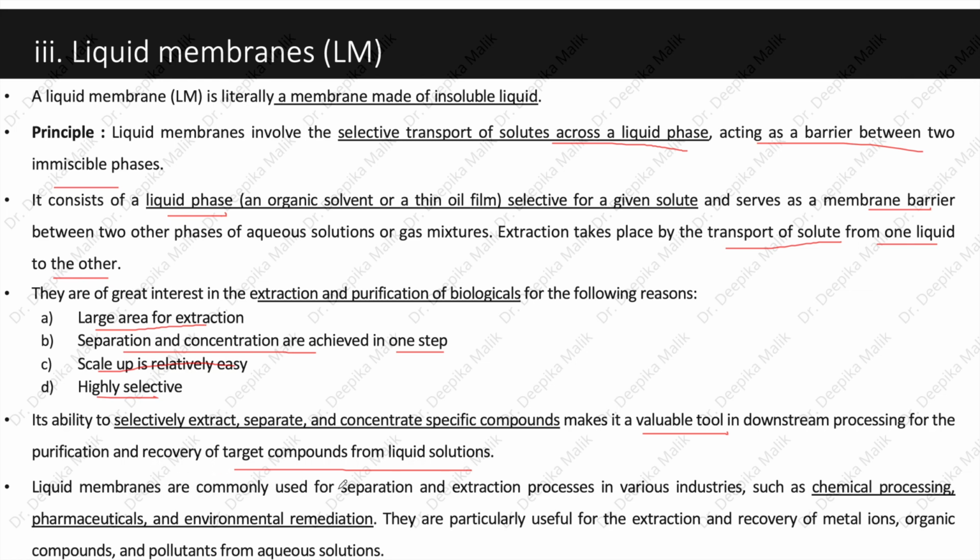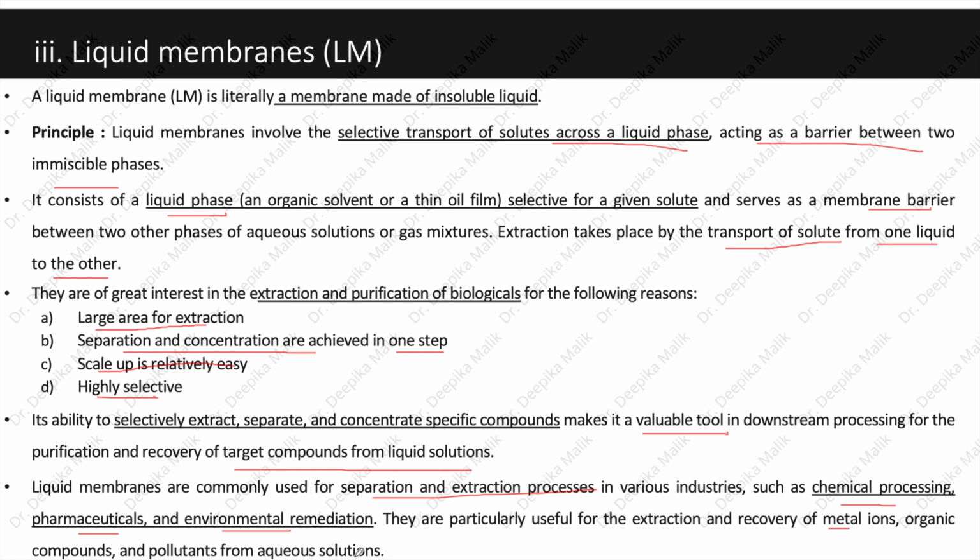Liquid membranes are commonly used for separation and extraction processes in various industries such as chemical processing, pharmaceuticals, and environmental remediation. They are particularly useful for the extraction and recovery of metal ions, organic compounds, and pollutants from aqueous solutions.